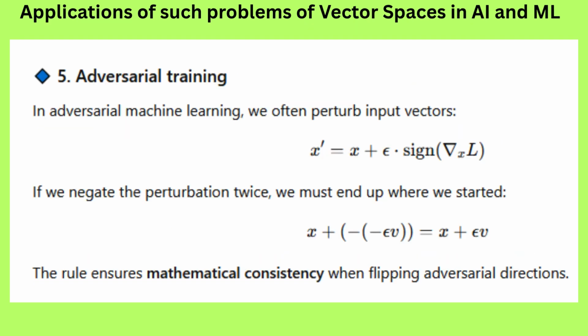In adversarial machine learning, we often perturb input vectors. We have an equation there. If we negate the perturbation twice, we must end up where we started. Again, repeatedly getting the point here. The rule ensures mathematical consistency when flipping adversarial directions. Linearity, okay. So we have a second problem.